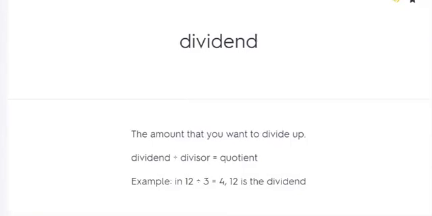Dividend: the amount that you want to divide up. Dividend divided by divisor equals quotient. Example, in 12 divided by 3 equals 4, 12 is the dividend.